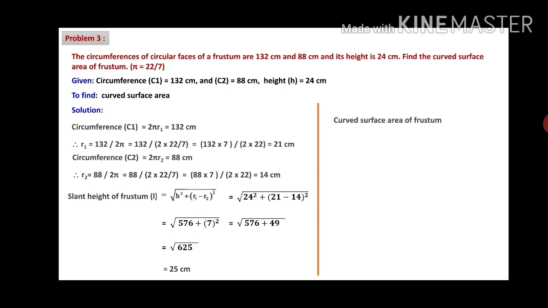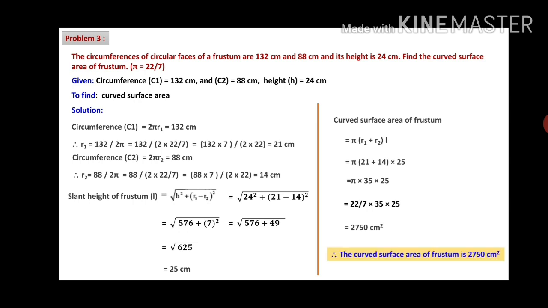Now curved surface area of the frustum is equal to pi into bracket R1 plus R2 into L. So pi into bracket 21 plus 14 into 25. So it will be pi into 35 into 25, which will be 22 upon 7 into 35 into 25. After simplification, you are getting 2750 centimeter square. Therefore, the curved surface area of the frustum is 2750 centimeter square. Problem number 4.